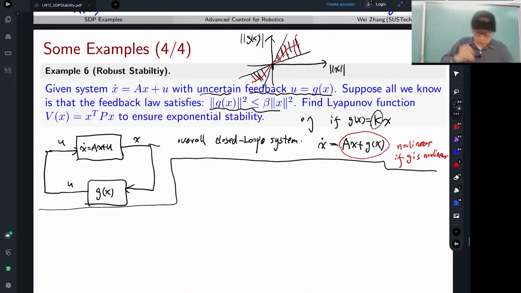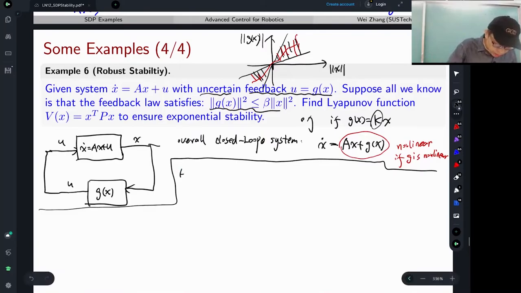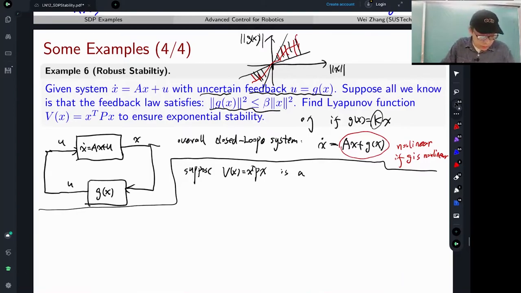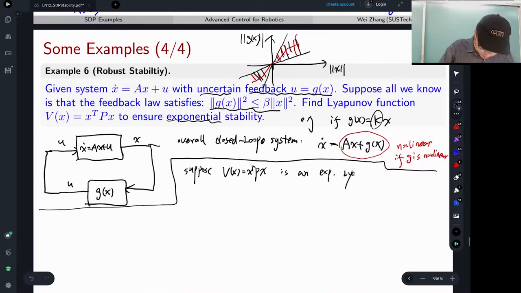Then we are looking for a Lyapunov function. This is a sufficient condition, may not be necessary. Let's say we want to look for a quadratic Lyapunov function. Let's suppose V(x) equal to x transpose P x is a Lyapunov function, but in this case I want to ensure exponential stability. In optimization-based analysis tools we often ensure exponential stability because that makes everything a little bit simpler and is also useful in practice. It's an exponential Lyapunov function.